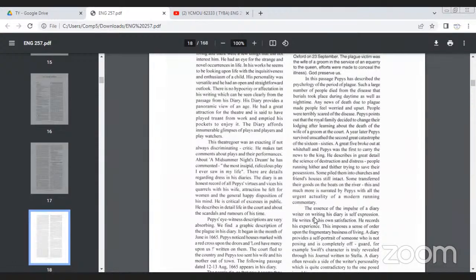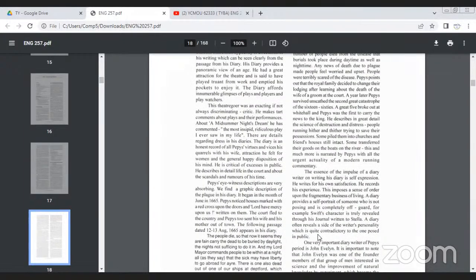The essence of the impulse of a diary writer in writing his diary is self-expression. He writes for his own satisfaction. He records his experience. This imposes a sense of order upon the fragmentary business of living. A diary provides a self-portrait of someone who is not posturing and is completely off guard. For example, Swift's character is truly revealed through his journal letters to Stella. The diary often reveals a side of the writer's personality which is quite contradictory to the one posed in public.